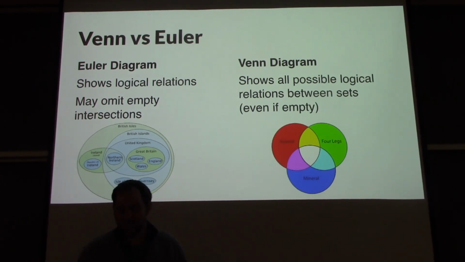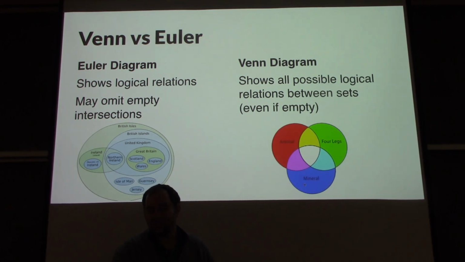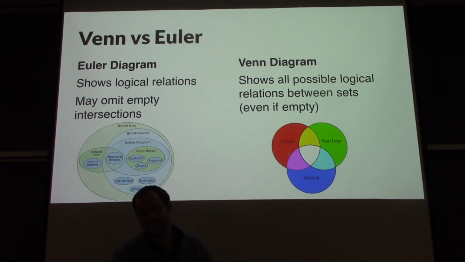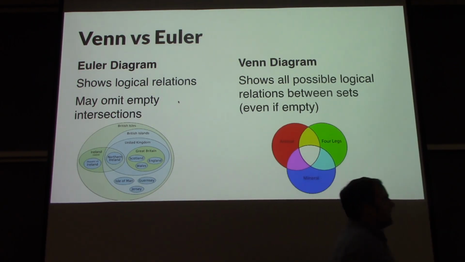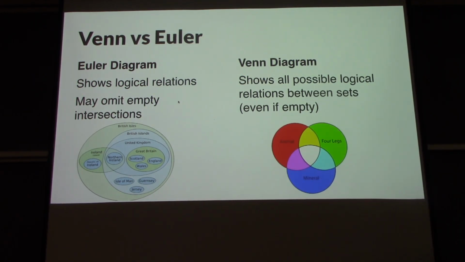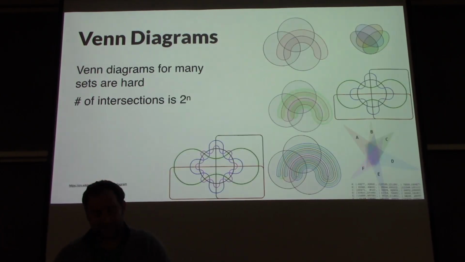So here we have a Venn diagram, with the example of animals with 4 legs and minerals. Even though there are no animals that are also minerals, this intersection here is still drawn. A Euler diagram can omit empty intersections. So here's a Euler diagram of the different nations or regions in the United Kingdom, British Isles, and so on, and their relationships, which is always surprisingly complicated. So that's the big difference.